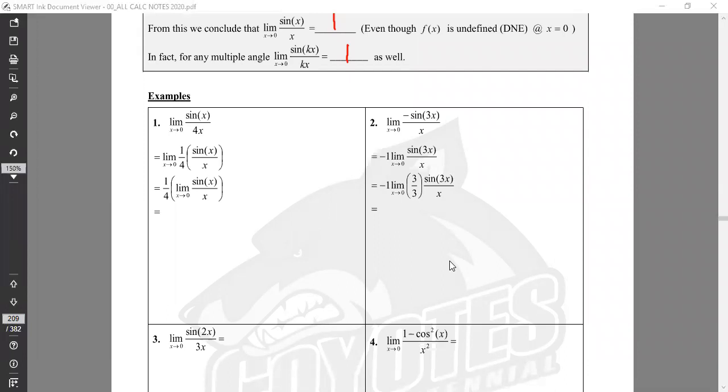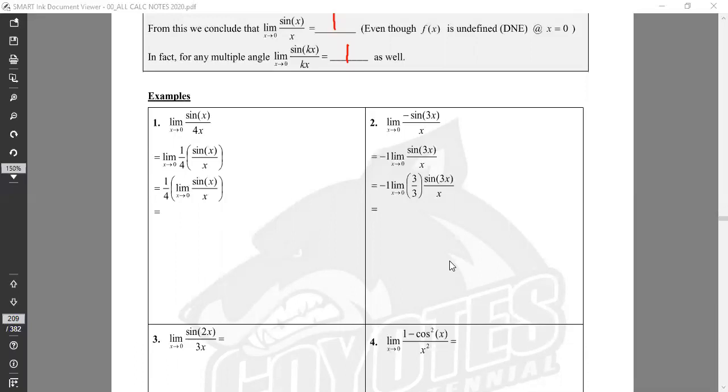So what can we do with something like this? Well, we can take sine x over 4x. This isn't going to work with the 4 in there. And so if we break this apart and call this the limit of a quarter times sine x over x, as long as we can get this so it's going to look just like this, sine x over x, then we have that factor like that.